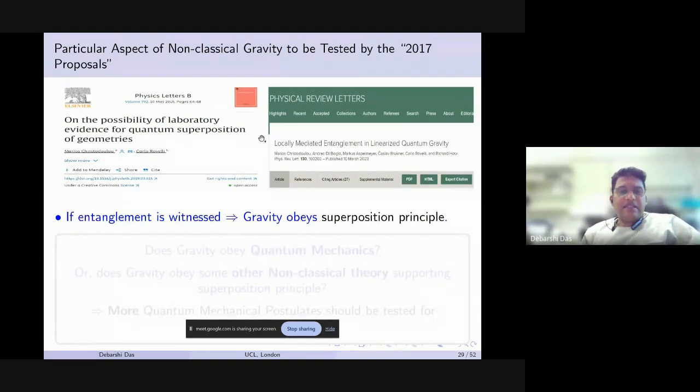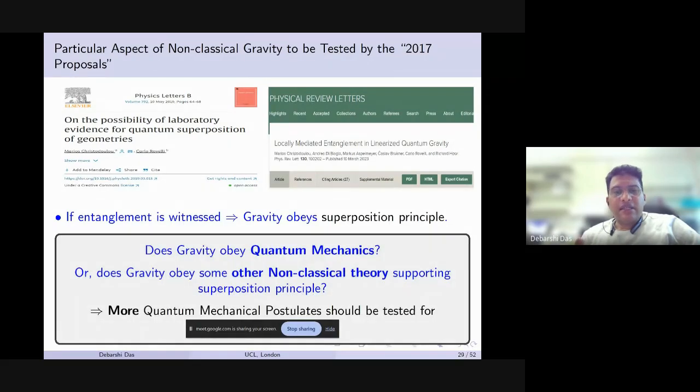And finally, in these two papers by Carlo Rovelli and Christodoulou, they have shown that if entanglement is witnessed in those experiments, then it will imply that space-time or gravity obeys the superposition principle. They have used a quantum field theory approach to show that if entanglement is witnessed, that will mean that space-time is in a superposition of different states. But even if entanglement is witnessed, the question also remains, does gravity obey quantum mechanics? Or does gravity obey some other non-classical theory that supports the superposition principle?